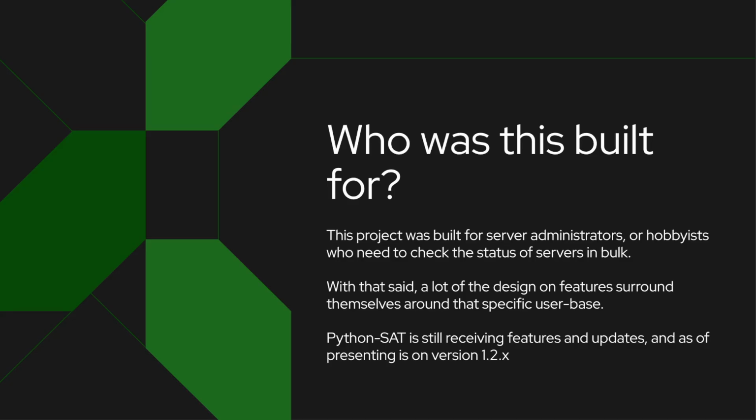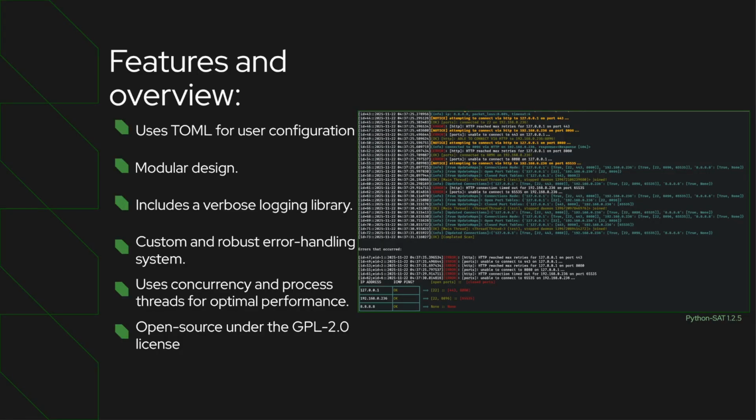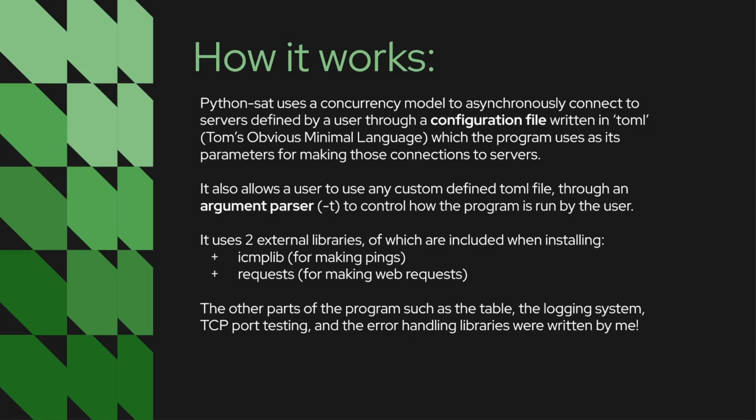not 1.2. Here are some of the features and overview of the project, some of which we're going to cover later in this presentation. However, the main ones that we really are going to focus on are the concurrency and process threading for optimal performance, and TOML for user configuration. With that said, we can now move on to looking at how Python SAT works.